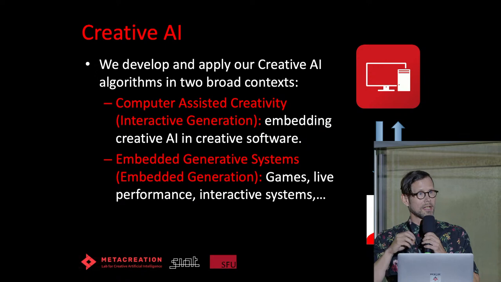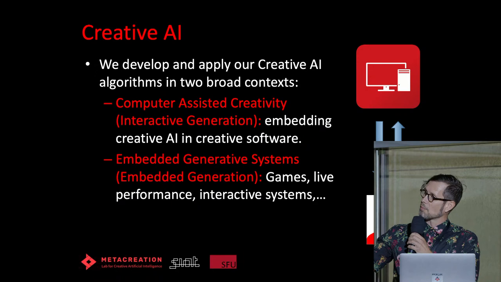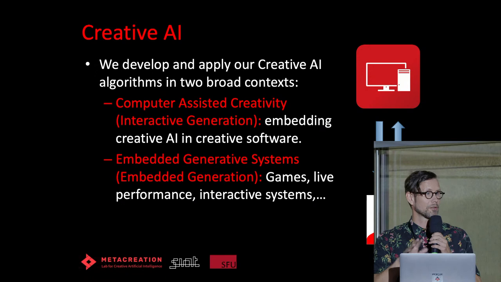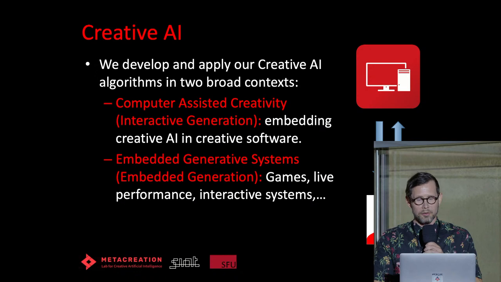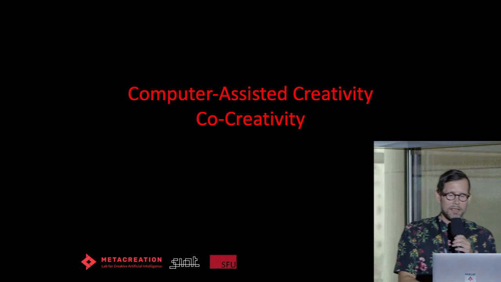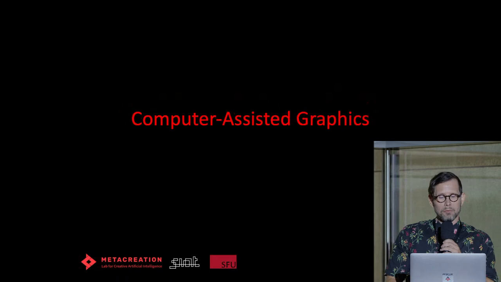The second family of approaches are embedded generative systems, embedded generation, and that's closer to pure automation. It's when you generate the asset, you generate the content, in real time. You want to generate the right content for the right user at the right moment. You can't do that ahead of time. You've got to do it on the spot. So that applies to games, to live performances, some interactive installations, interactive systems, and such. So let's start with the first family of approaches, computer-assisted creativity, sometimes called co-creativity. And we'll see the opportunities and challenges arising as we go through.